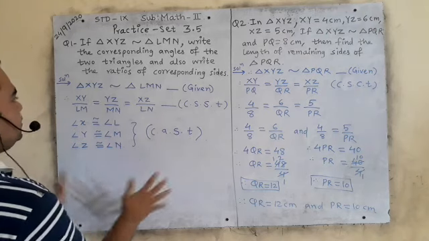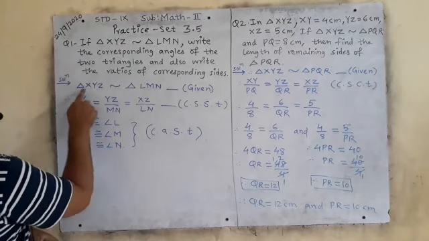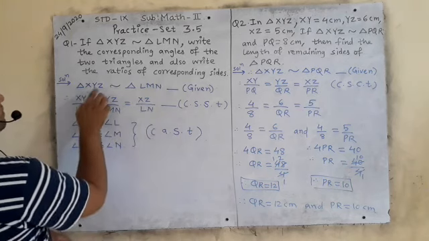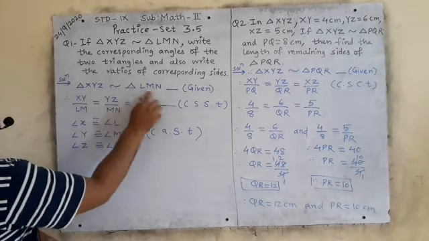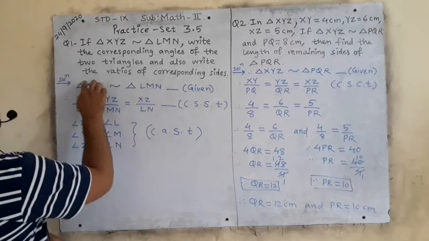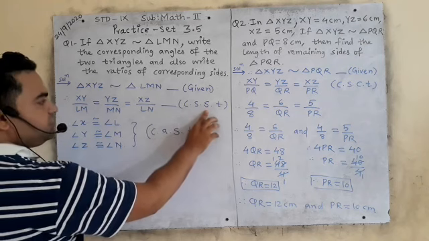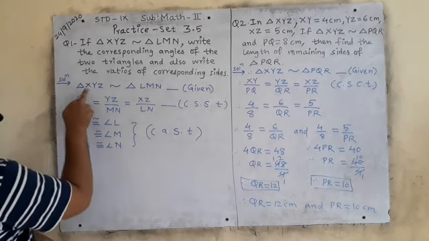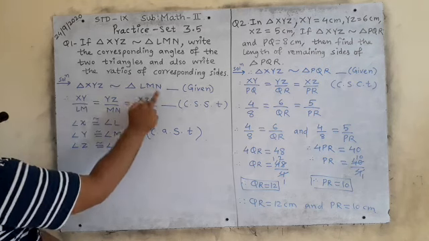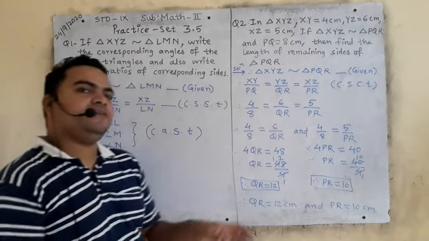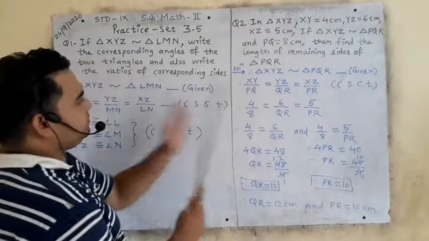I hope you understood question number 1. First we will write the given two triangles which are similar to each other: triangle XYZ similar to triangle LMN, given. Then we will write its corresponding sides: first two, last two upon last two, first and third. These are the corresponding sides of similar triangles. Then we will write angles: angle X congruent to angle L, angle Y congruent to angle M, angle Z congruent to angle N, because corresponding angles of similar triangles are congruent to each other. Now here also we will use this method only.